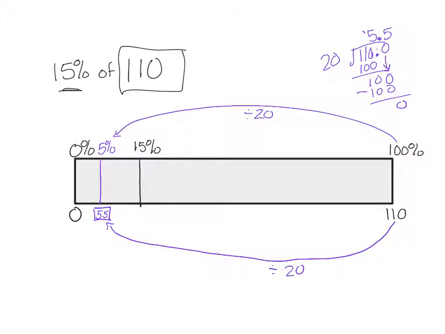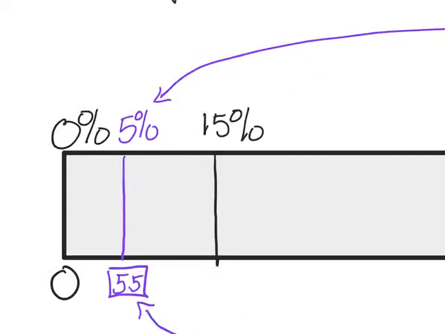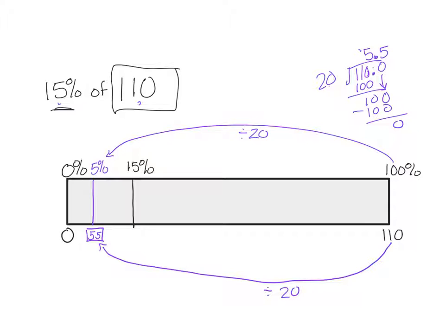So is that my answer? Is that 15% of 110? No, that was 5% of 110. So what is 15%? That means I got to get from 5% to 15%. So what do I do to the top to get from 5 to 15? I need to multiply by 3. So the same thing, I have to multiply the bottom by 3.